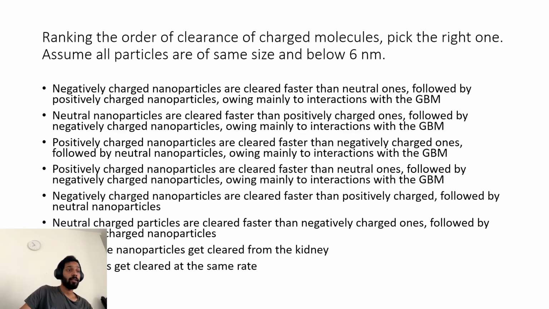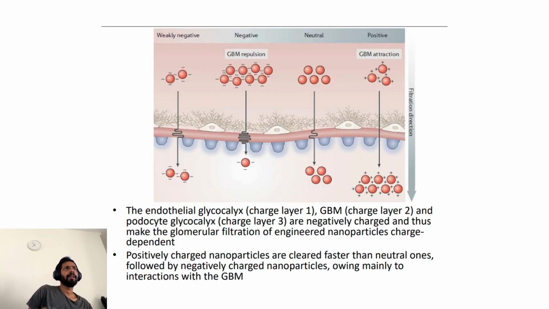Or is it the case that none of the particles get cleared from the kidney because they're below 6 nanometers in size, or all the particles get cleared at the same rate, wherein the kidney does not have a charge-based effect on particle clearance? Okay. So let's look at how the kidney interacts with charge-based particles.